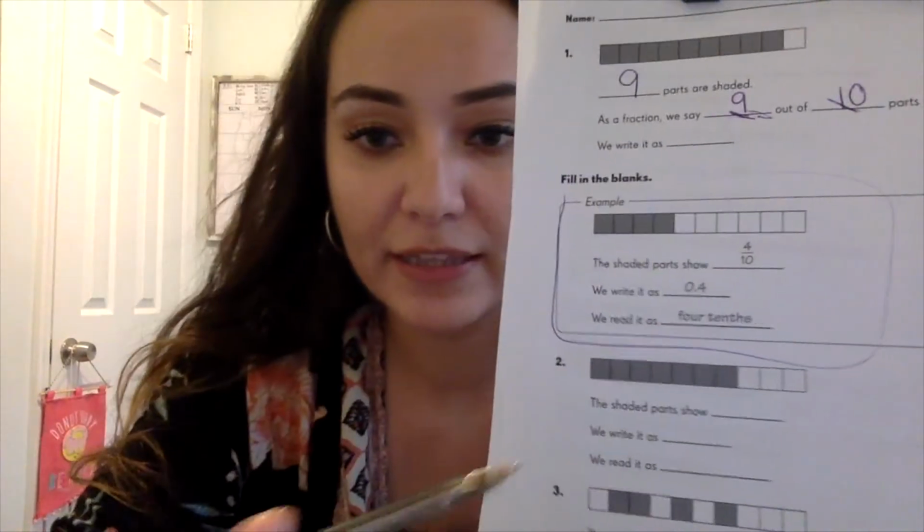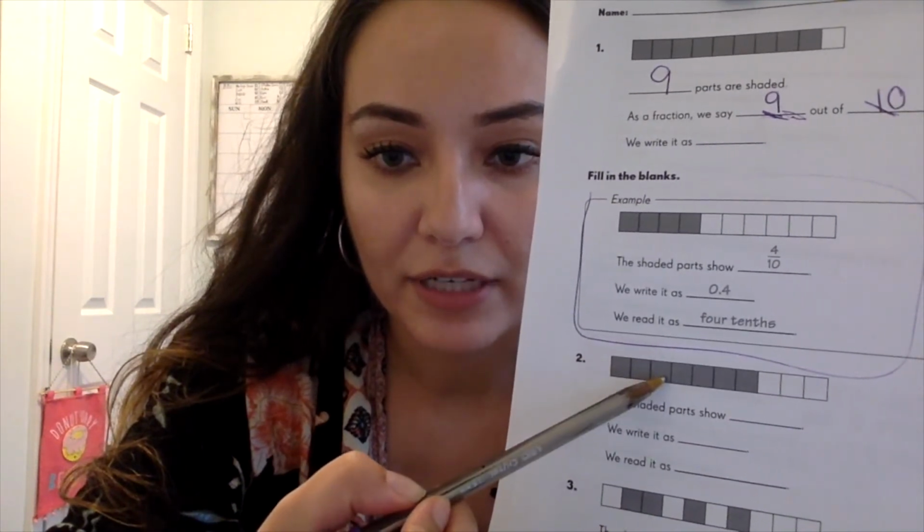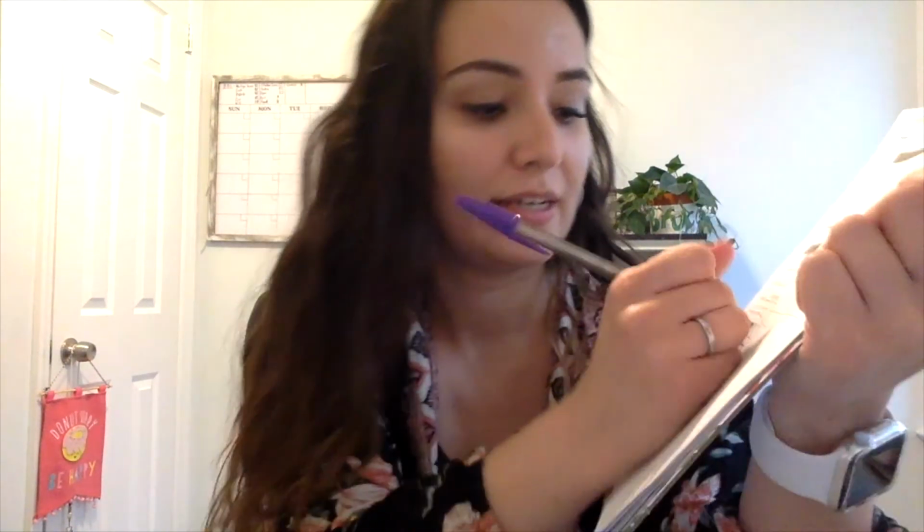So let's look at number 2. It's saying the shaded parts show, and you need to write a fraction, okay? So let's look at this model that it's giving us. Let's see if I could do this through the camera. So we have 1, 2, 3, 4, 5, 6, 7, 8, 9, and 10. So we know that 10 is the whole. So 10 is the denominator. So how many are filled in? 1, 2, 3, 4, 5, 6, 7.